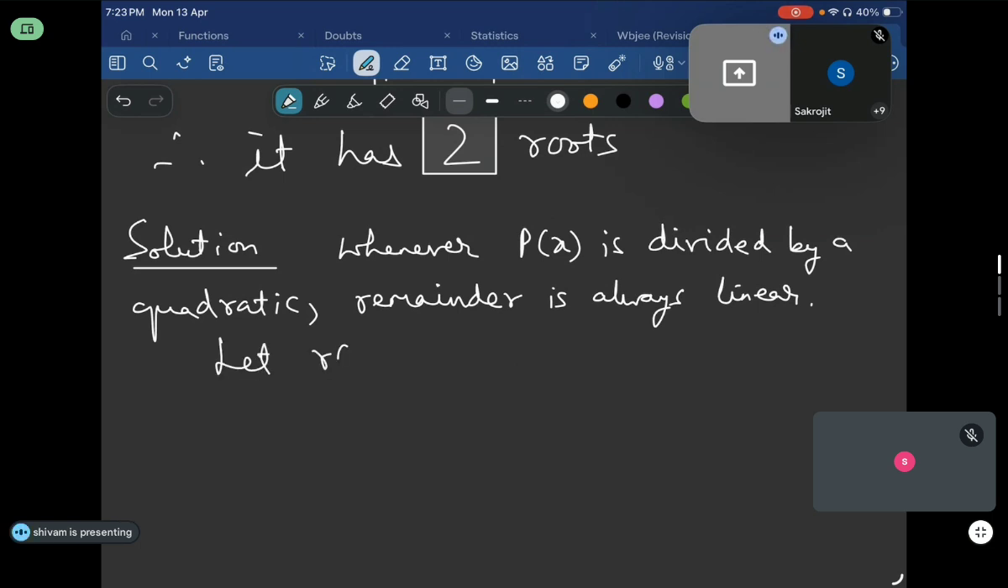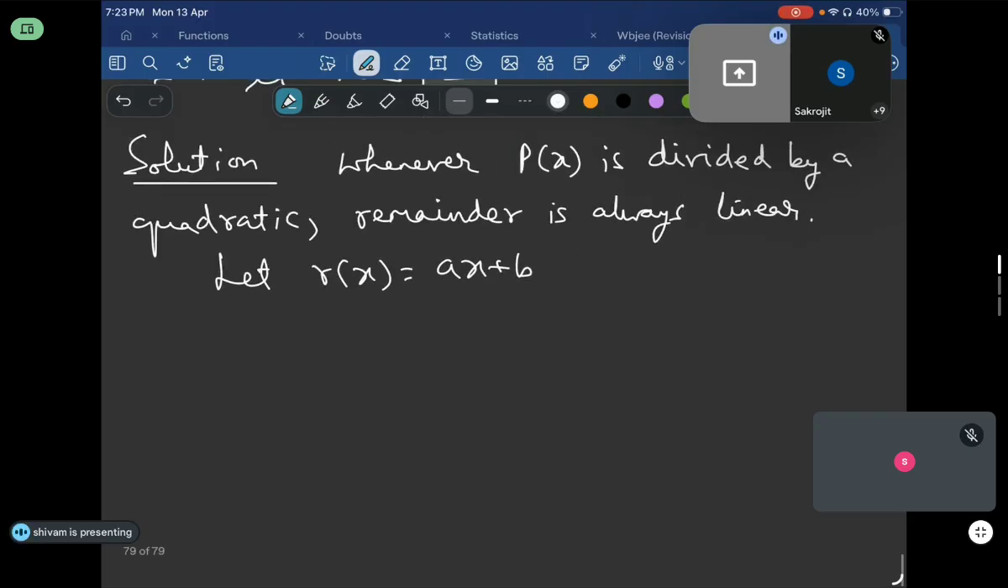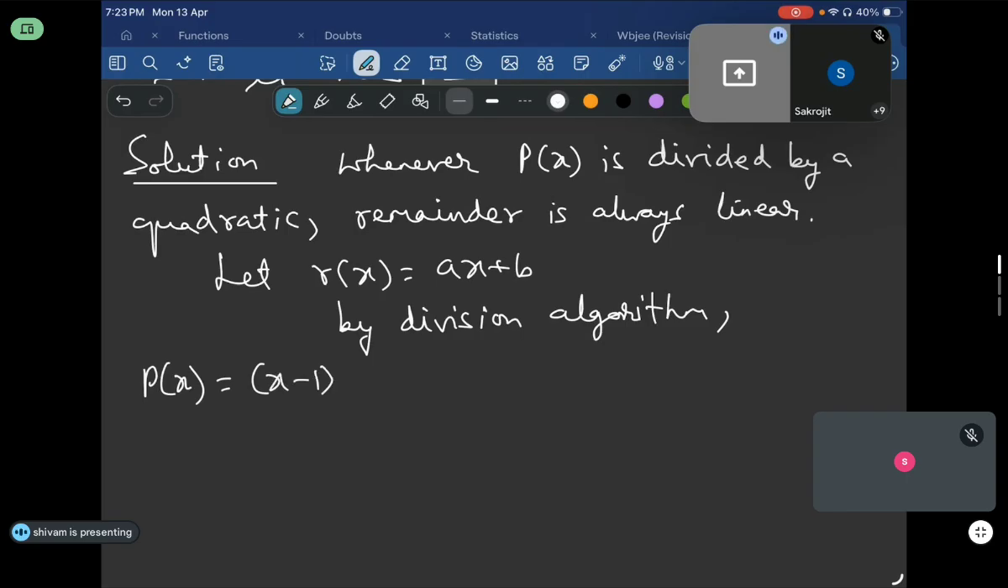So let the remainder r of x be equal to ax plus b. By the division algorithm, can I say that p of x is equal to x minus 1 into x minus 4 into q of x plus ax plus b? Yes or no? P of x is equal to x minus 1 into x minus 4 into q of x plus ax plus b.